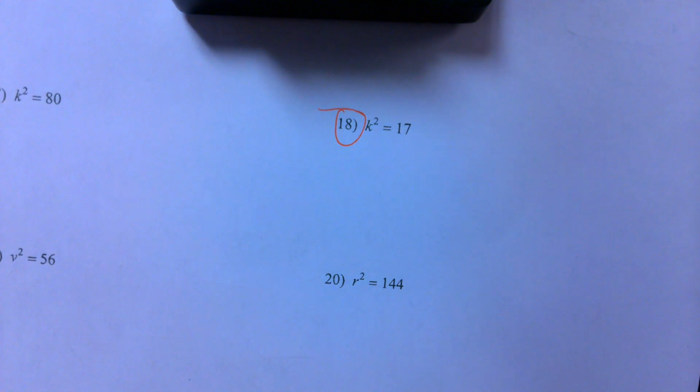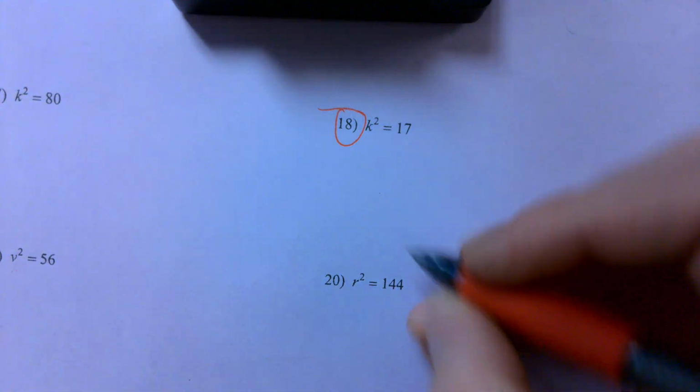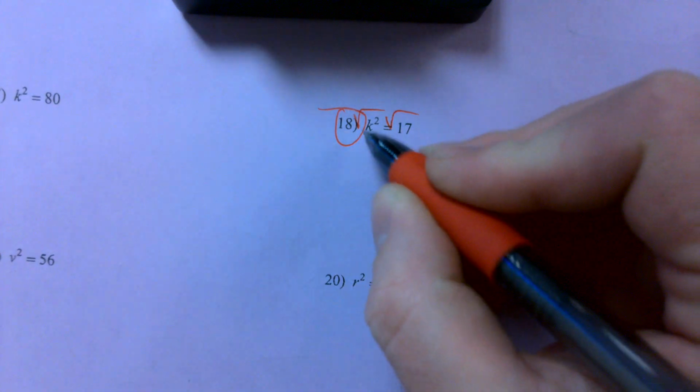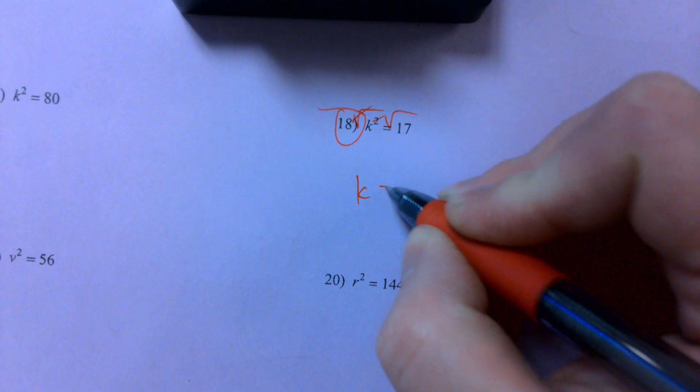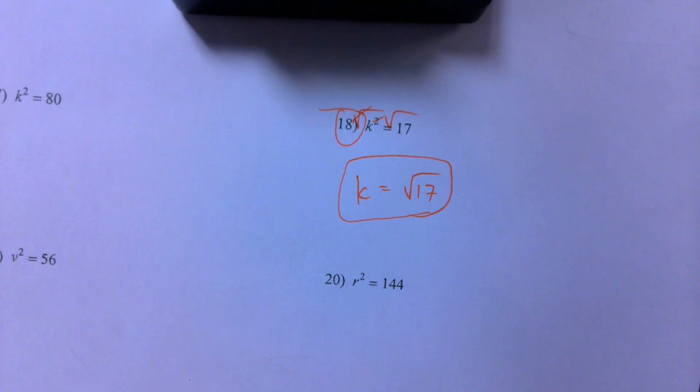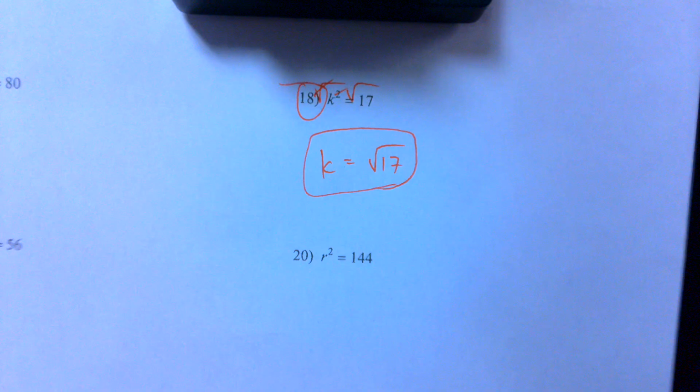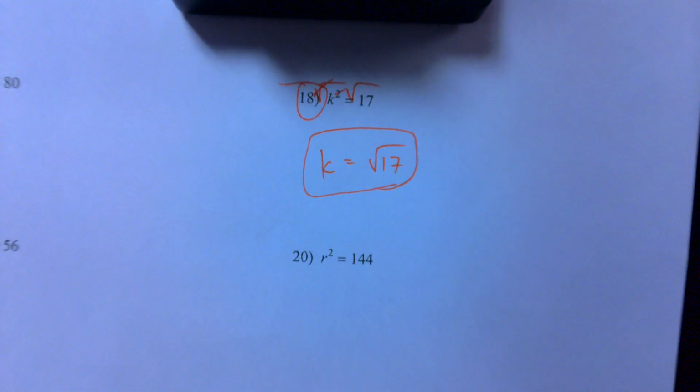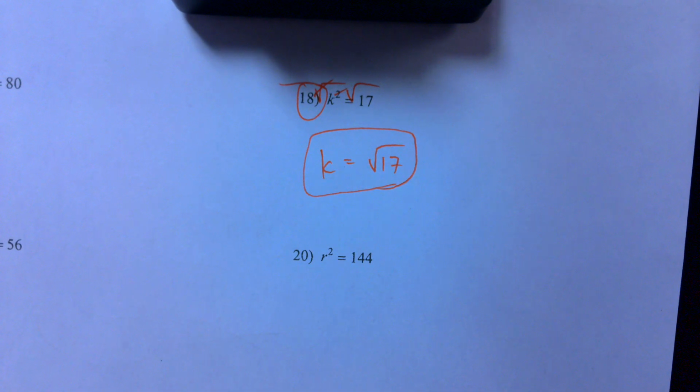Like number 18. Number 18, very similar to number 12. Except, can I split up 17 at all? No. I mean, 1 times 17 doesn't really count, right? So if I square root both sides, the square root and the exponent go away, and I'm left with square root of 17. Once again, no plus or minus sign needed because there's nothing to bring out.